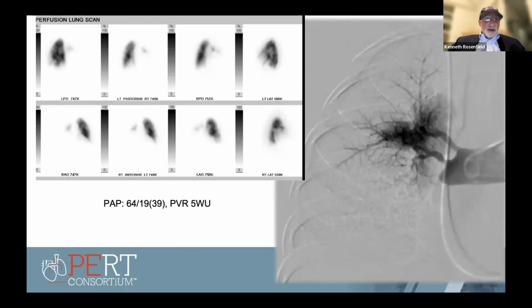And you can see this large gap on her right side, and that is confirmed by an angiogram showing a total occlusion of basically everything except for a couple of the upper lobar arteries.